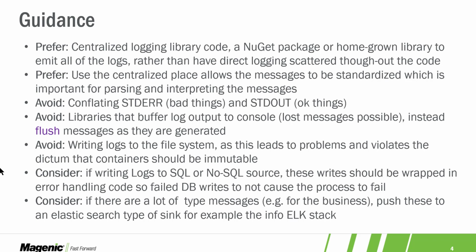The next thing we want to do is avoid conflating standard error and standard out. Bad things go to standard error. Okay things go to standard out. You want to avoid buffering of any kind, right? In the definition provided by 12 factor, we say that we want logs to be streams. By definition, streams aren't buffered. If you're buffering log messages and your app crashes, you're going to lose that buffer and you're not going to be able to tell what went wrong as easily. We want to avoid writing logs to things like the file system, right?